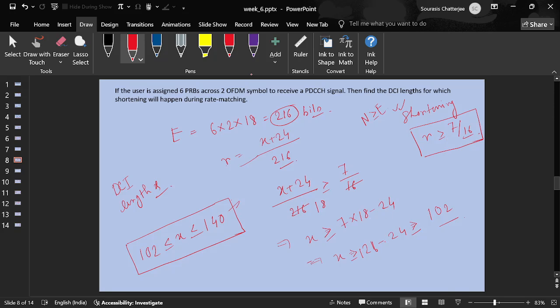Now we proceed to the calculation. It turns out to be x greater than 102. Now if there is no option, then the answer should be like this, that x needs to be greater than 102. This part we have already obtained from this expression here. And what about this part? You remember for downlink DCI, the maximum DCI length is always 140 bits. So in this particular scenario the number of DCI bits should be between 102 to 140 to ensure the shortening is happening during rate matching.